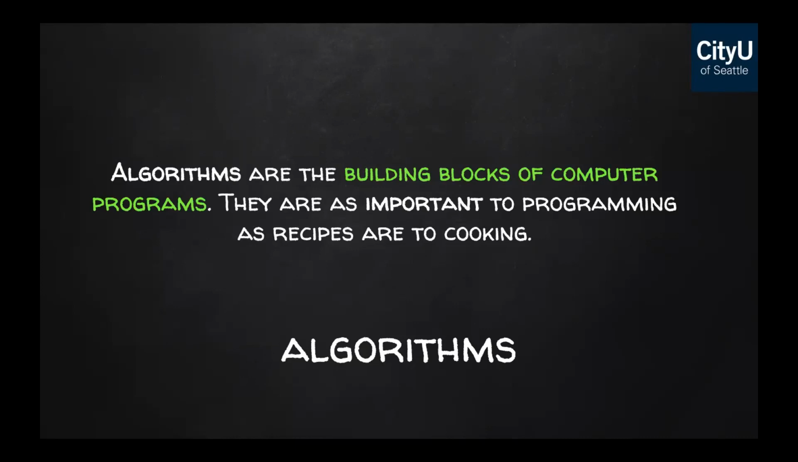Again, algorithms are the building blocks of computer programs. They are as important to programming as recipes are to cooking. That's the very main analogy that you always have to think about. They're just recipes. Here is the set of instructions: you have to do this, do this, do that, do this, and then complete.